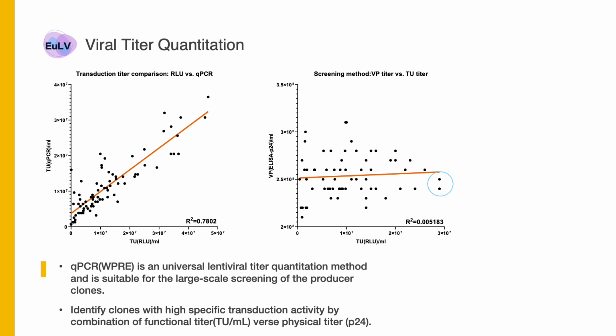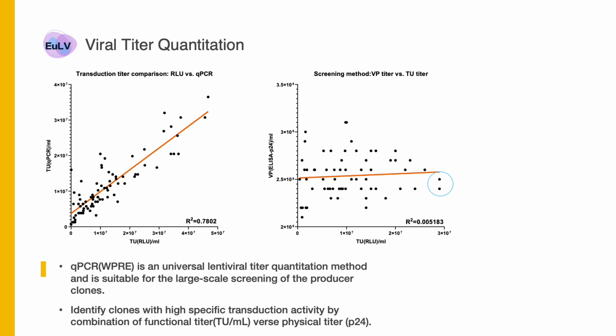As seen in the previous slide, we use the luciferase assay for the virus titer measurement during the construction of the EuLV system. We also use the qPCR-based titer method in the producer cell line screening, and it is a universal method which is independent of the genome of interest. The first figure shows here the data from the producer cell line screening. The qPCR titer method correlates very well with the luciferase titer method, and the qPCR method is therefore a good enough method for the monoclonal screening.